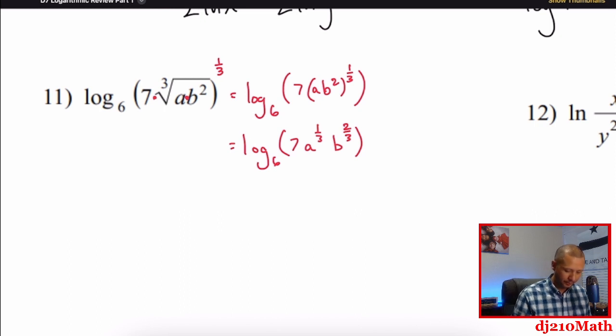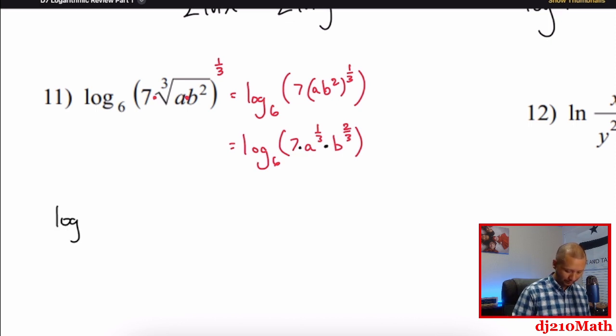Now, because they're each being multiplied, I can break this up with addition. So each of these terms, the 7, the a to the 1/3, and the b to the 2/3, are going to each get a log base 6. Not only that, the powers are going to come down. So I can do it all in one step. Once you get comfortable, you can do the power rule at the same time you break them up. So watch. It's going to look like this.